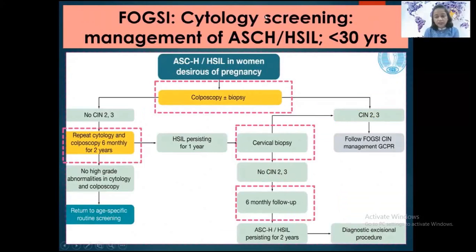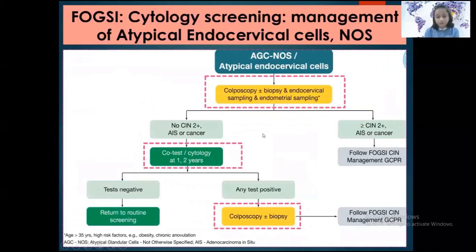Similarly, if ASC-H or HSIL is detected in a female less than 30 years of age, colposcopy with or without biopsy has to be recommended. And if a high-grade lesion is detected, then treatment has to be provided. If no high-grade lesion is detected, then repeat cytology and colposcopy 6 monthly for 2 years is recommended. And if there is persistent ASC-H or HSIL for 2 years, then diagnostic excisional procedure has to be performed even if the female is less than 30 years of age.